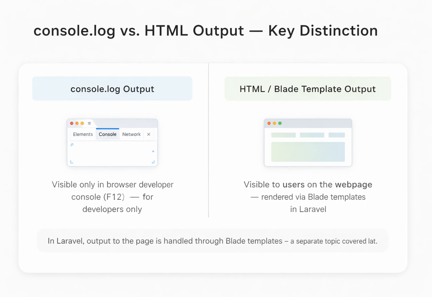When you want to actually display data on a web page in Laravel, you use Blade templates. That's Laravel's templating engine, and it has its own syntax for rendering data to the page. We're using console.log right now purely to learn and test JavaScript concepts. Later in the course, when we move into Laravel and Filament, we'll use the proper Blade template approach to display output to users.